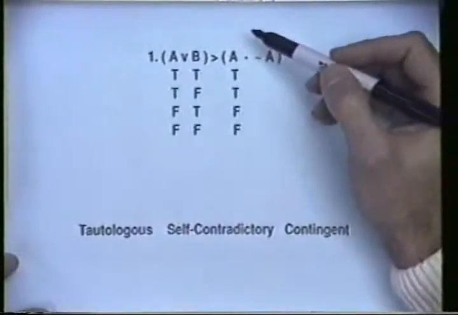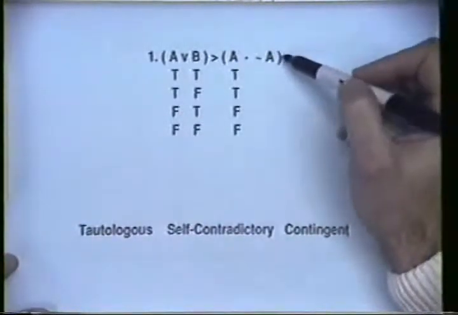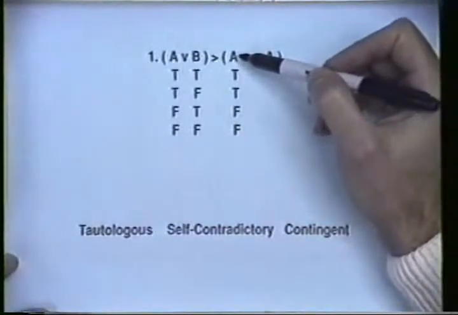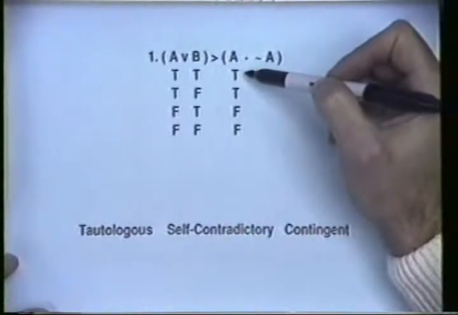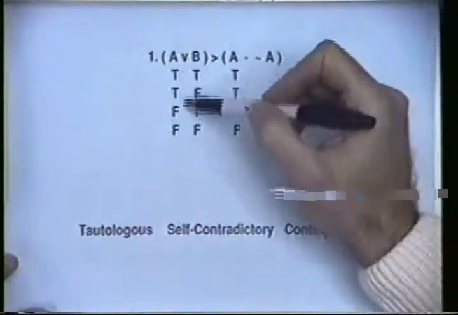Now notice when you have recurrences of the same atomic sentence within a larger complex sentence, as we do here, notice we have A here and also here, you have to assign the same truth value on each of the lines. So you will see that this column here simply repeats the column under A.